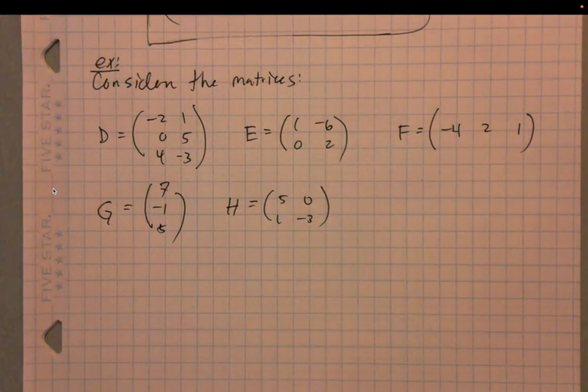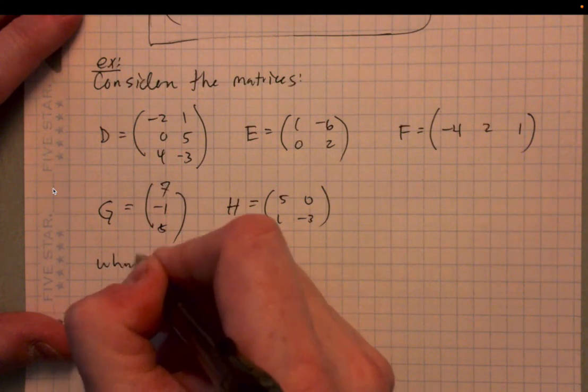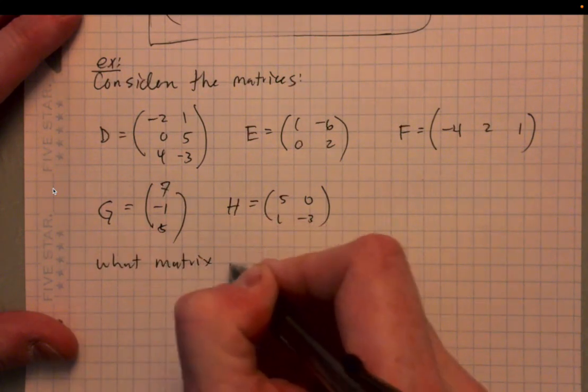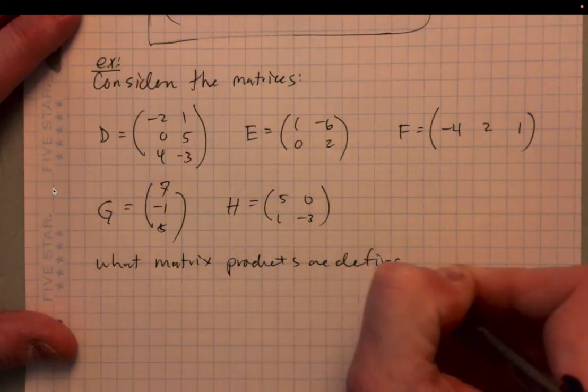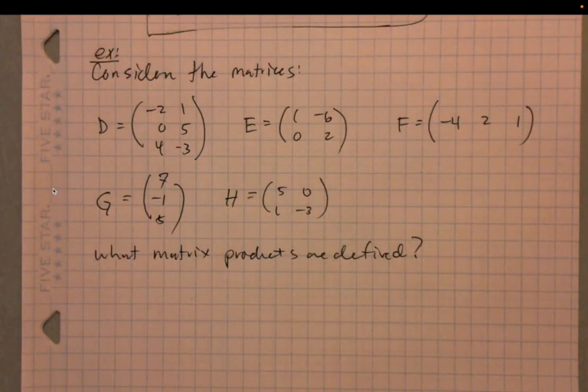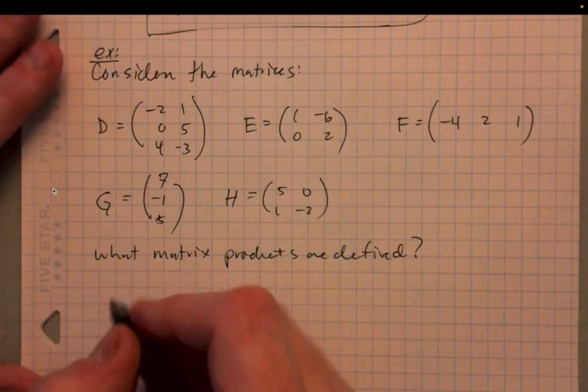Now the question is, what matrix products are defined? Okay, so which of these can we multiply together? Then we'll do some examples of actually multiplying together. First, let's look at these and say which of these can actually be multiplied together and in what order. And then we'll secondarily come through and do a couple, for example.